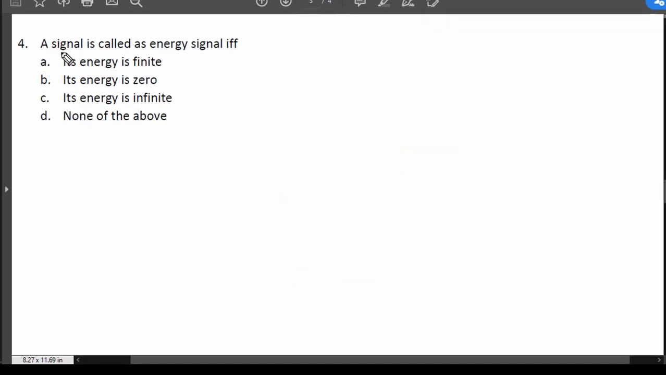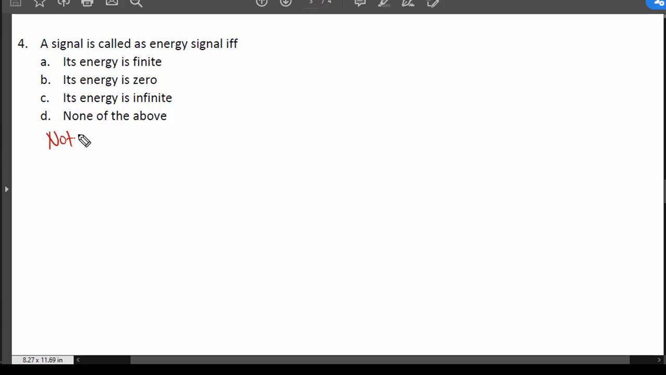Now we will look at question number 4. Question number 4 says a signal is called an energy signal if and only if its energy is finite, its energy is zero, its energy is infinite, or none of the above. In order to answer this question, you should note a few points on energy and power signals. Let me write it down. It would be better if you know these 4 to 5 points, then you could answer questions based on energy and power signals.